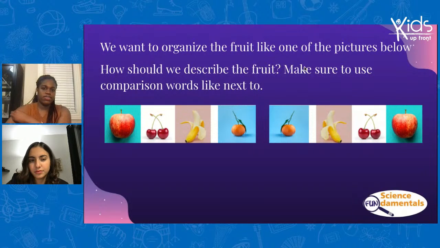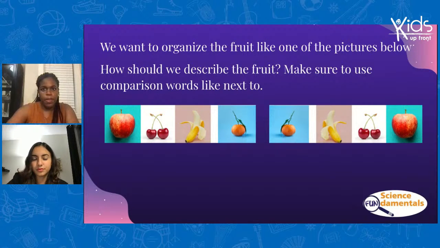Okay, so this is similar to the last activity, but we're going backwards in this case. We're giving you the two correct organizations, and we're asking for a way to describe what conditions you would put into the computer in order to get these two outcomes.